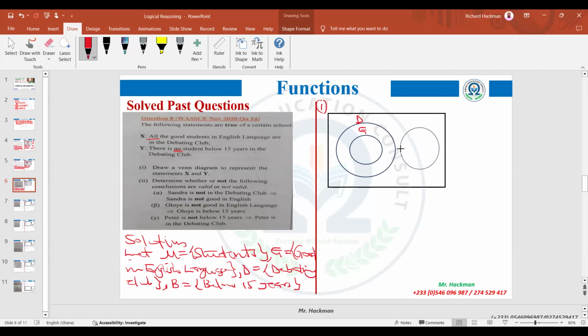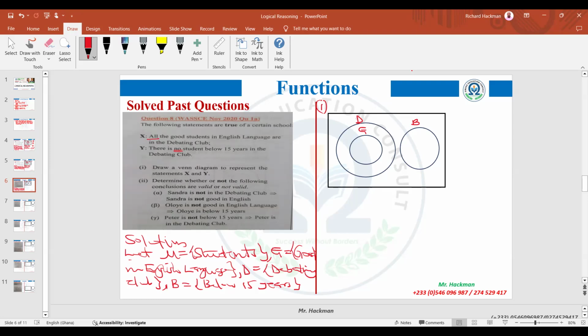Let me draw it a little bigger. So now my set for below 15, so B. You can see that this diagram is similar to the one that we just finished. So is that clear? However, the questions usually vary a little. So let's go and see what we have there.